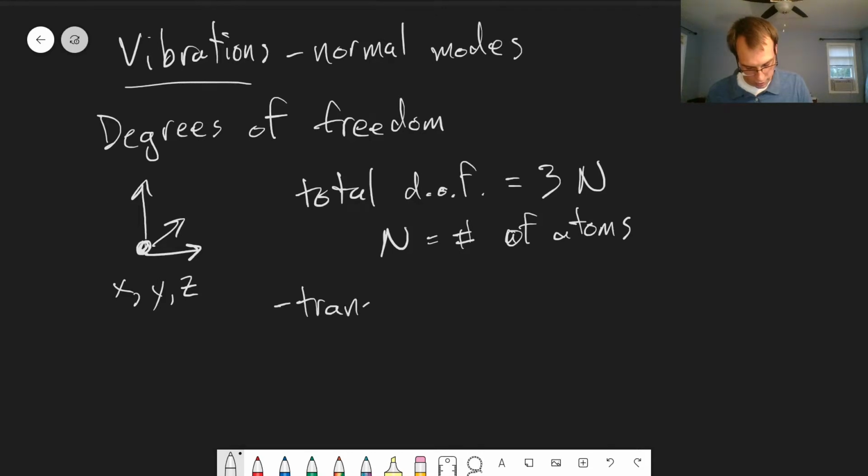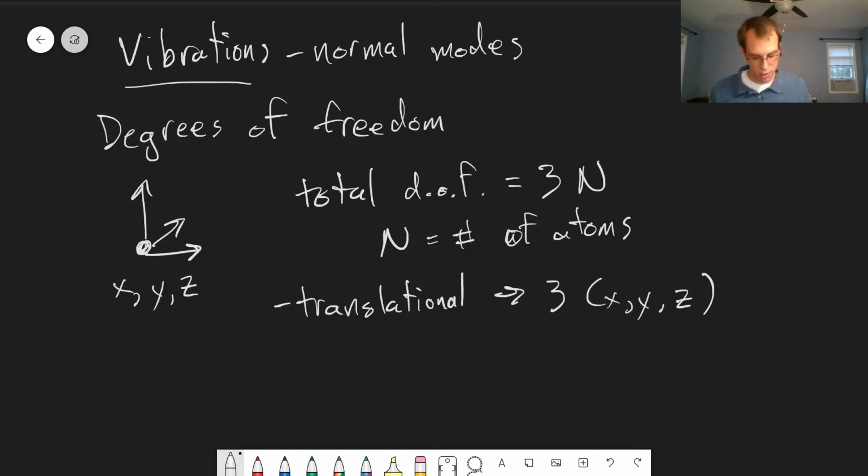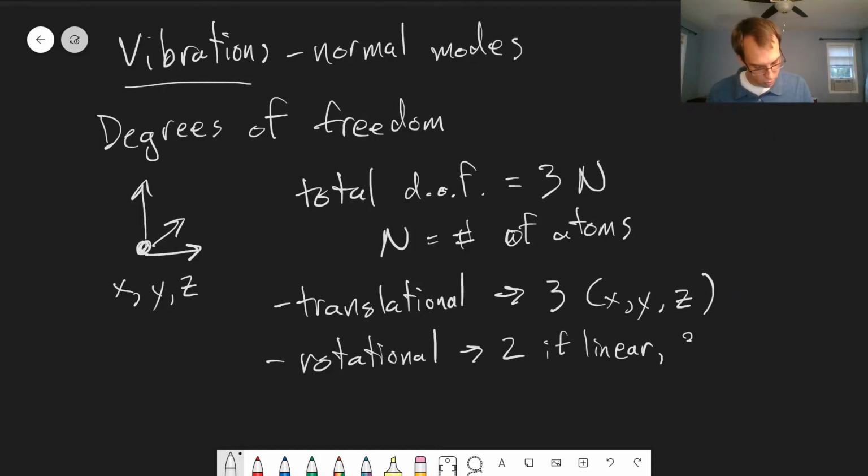So we have translational degrees of freedom, and there will always be 3 of those for a molecule, just like there are for each of the individual atoms, X, Y, and Z. We have rotational degrees of freedom, where the molecule will spin. So there are 2 rotational degrees of freedom if a molecule is linear. Otherwise, there are 3 for our 3 different A, B, and C axes that we talked about in the previous video. So this is for nonlinear molecules.